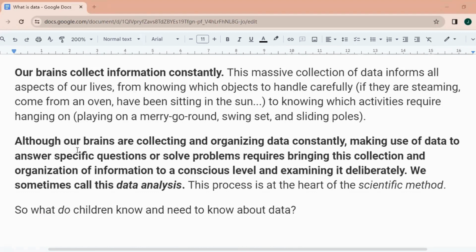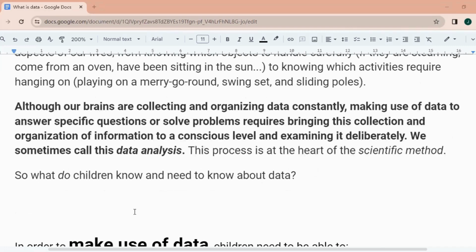We sometimes call this data analysis. We are going to talk more about data analysis in our future lessons in a more systematic way. But today, we are only going to explain this in the simplest way. So in order to make use of data, there are a few things we need to do.